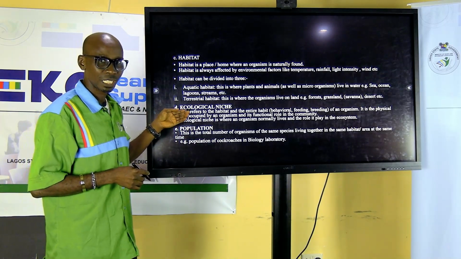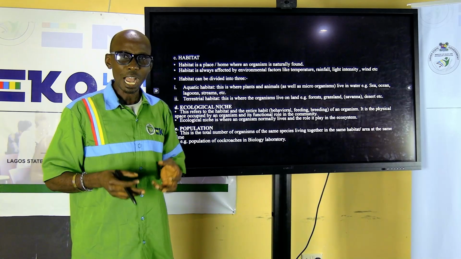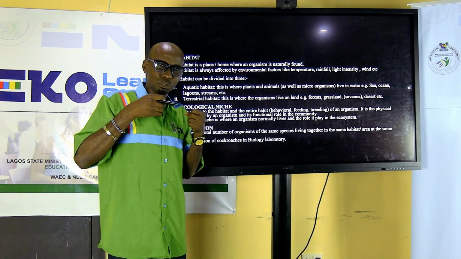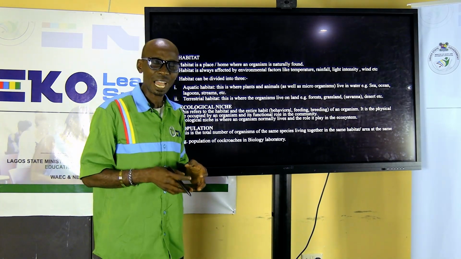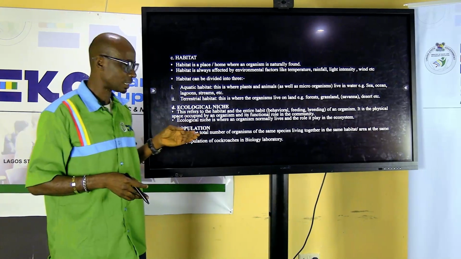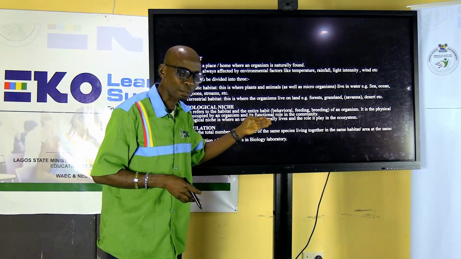The next one is ecological niche. Ecological niche refers to the habitat and the entire behavior. How does the organism behave? What is your role in the habitat? What do you do? Are you a producer or are you a consumer? Or do you serve as food or do you serve as a predator? This is ecological niche. Ecological niche refers to the habitat and the entire habit.